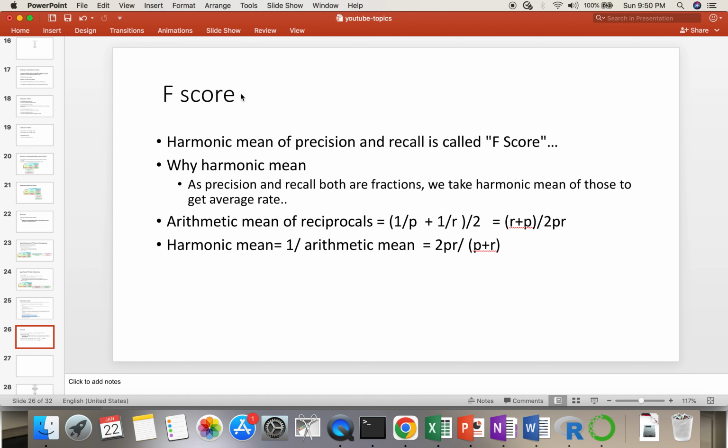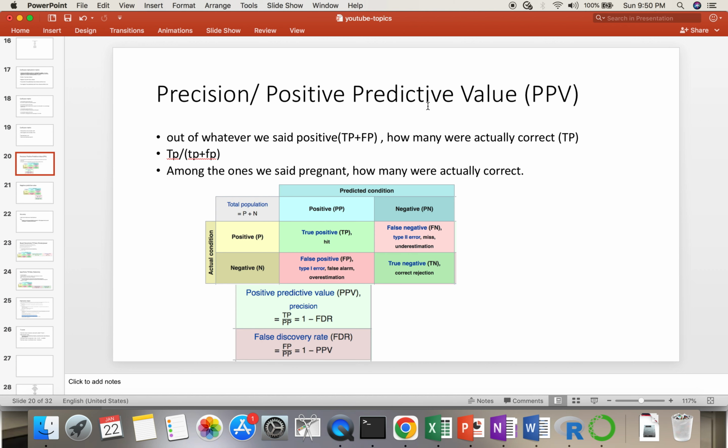So with that knowledge, what is F score? F score is nothing but a harmonic mean of the precision and recall metrics. We calculated precision and recall earlier. Precision is the positive predictive value, which is out of the total predicted positives, how many were actually correct. So true positives by total predicted positives.